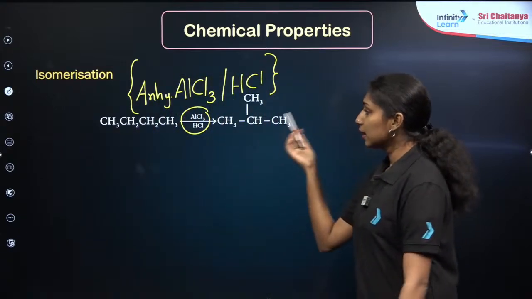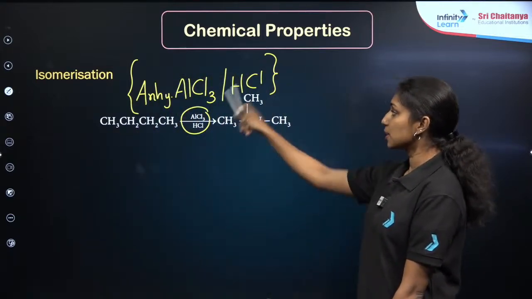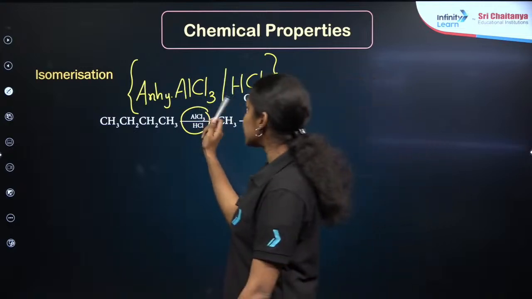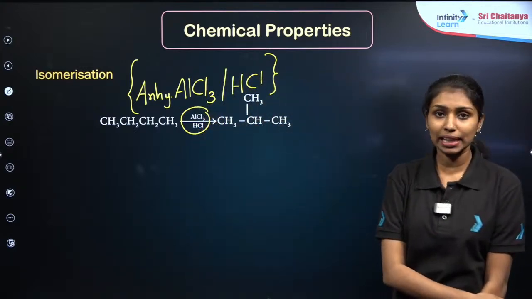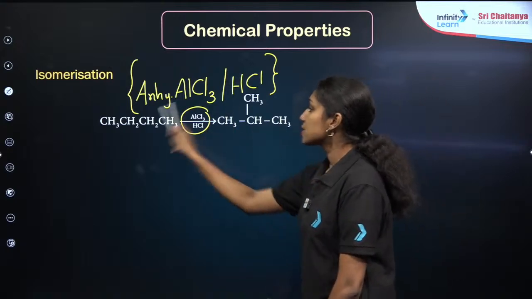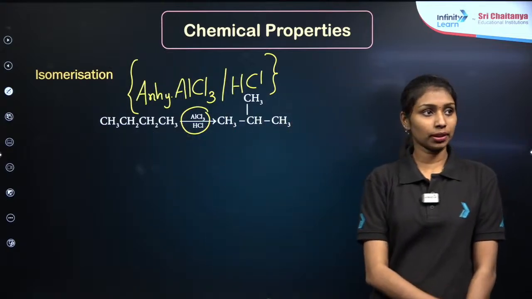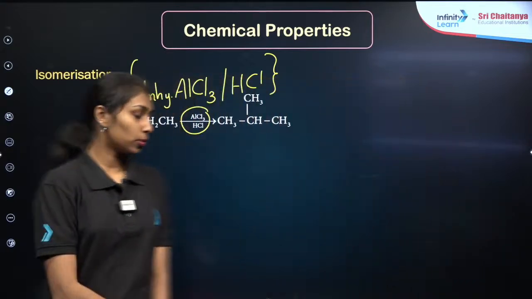For example, I am giving the isomerization of butane using anhydrous AlCl3 and HCl. We will get 2-methyl propane, which is the chain isomer of butane. Clear?